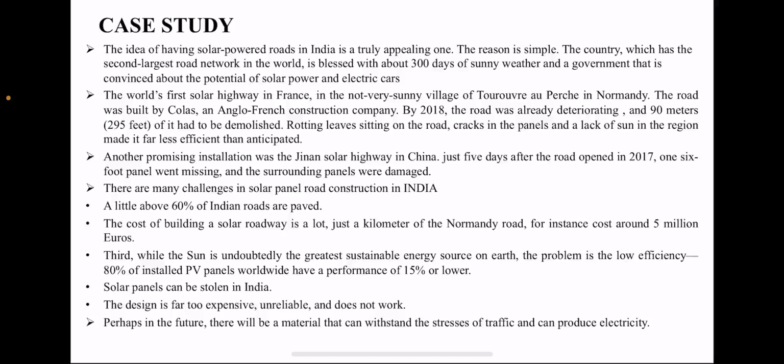The design is far too expensive, unreliable, and does not work. Perhaps in the future there will be a material that can withstand the stresses of traffic and can produce electricity.